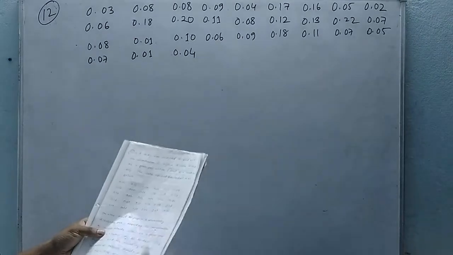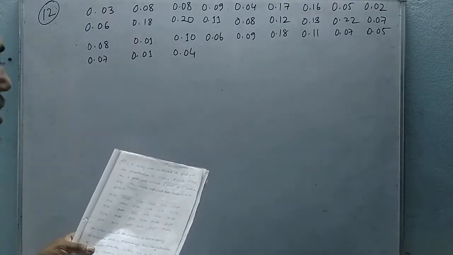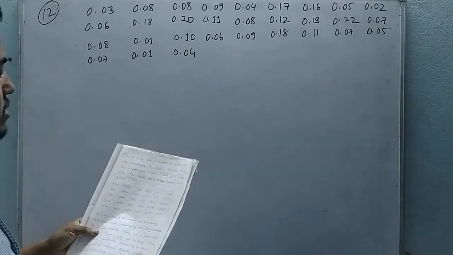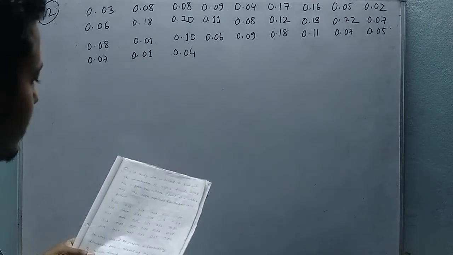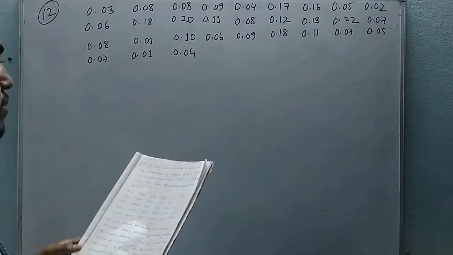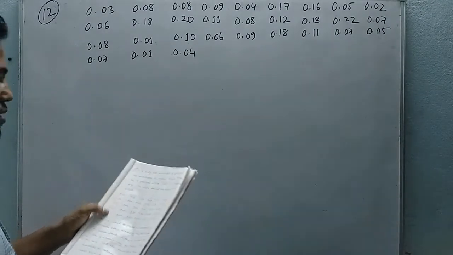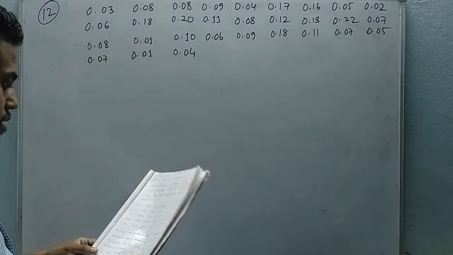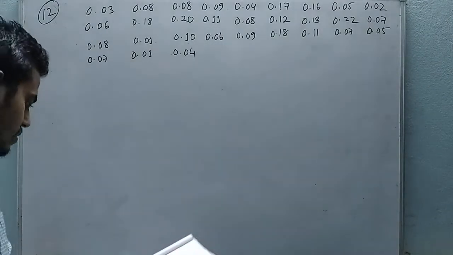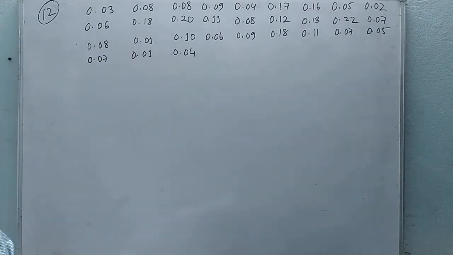So I will read out the question for you. A study was conducted to find out the concentration of sulfur dioxide in the air in parts per million (ppm) of a certain city. The data obtained for 30 days is as follows. These are the data, okay? And the second part of the question, you can read it out from the textbook.